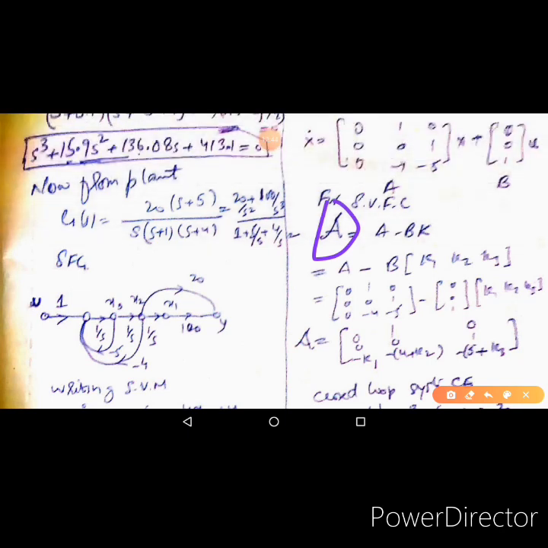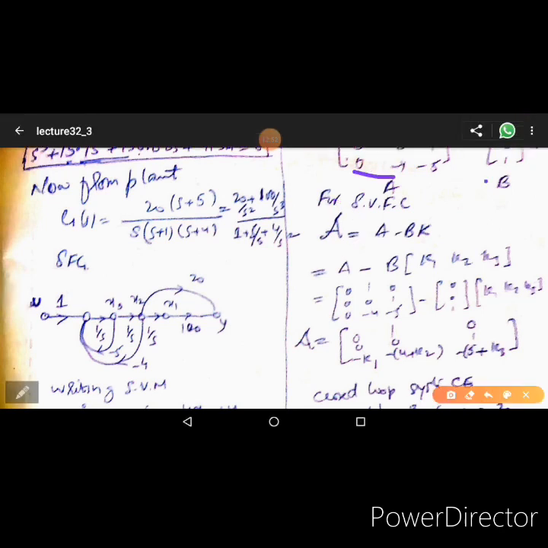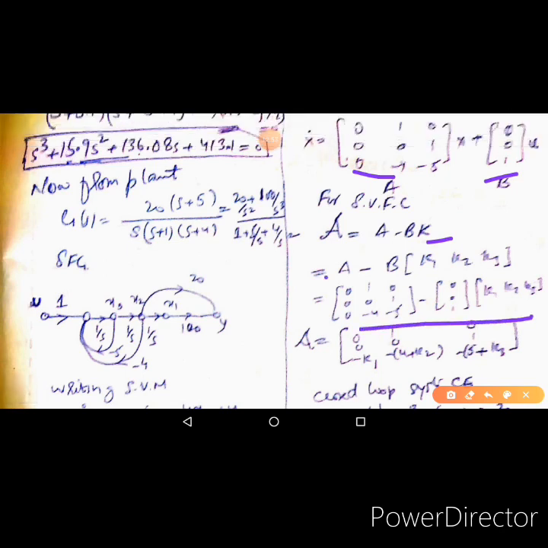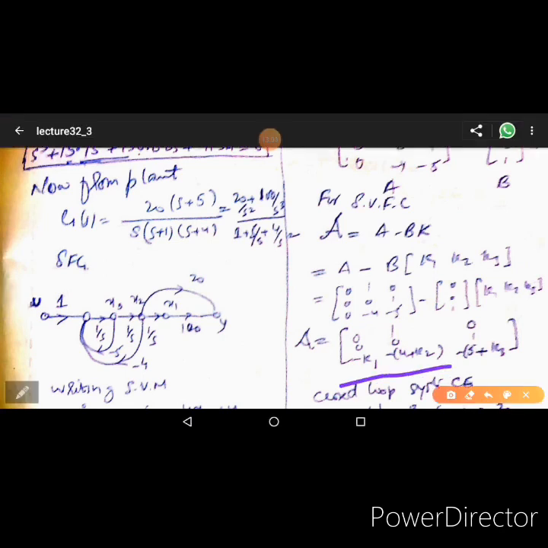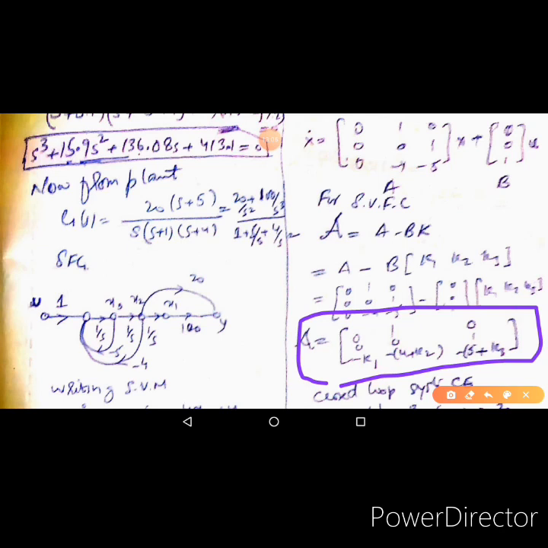The K matrix is a row vector, and it consists of k1, k2 and k3. So when we put the values of A, B and K over here and solve them, we get the calligraphic A matrix as shown over here. This is our calligraphic A matrix.